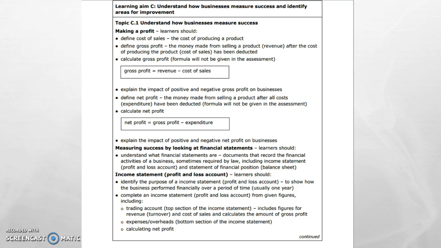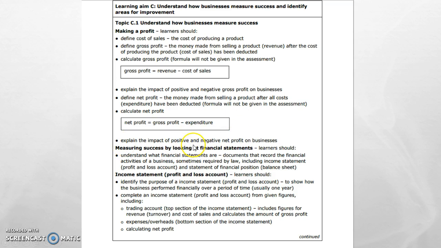And then if we just have a quick look at this. Again, they're not going to give you the formula. What is the formula for gross profit? What is the formula for net profit? And remember that this formula just ends up on the end of this. So once you've calculated gross profit, you take away expenditure, and that will give you the net profit.